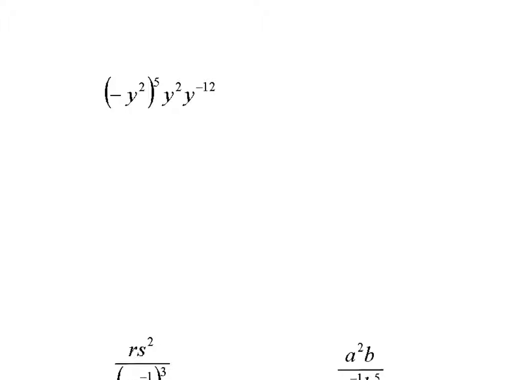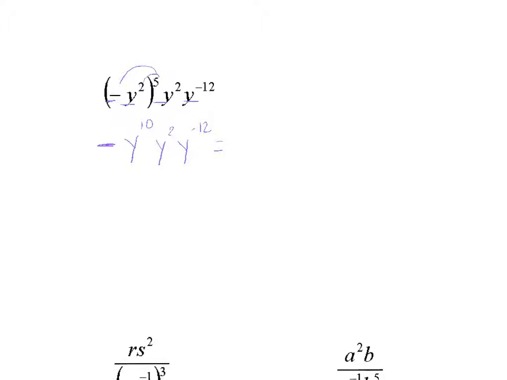All right, this looks a little bit crazy. So I have a bunch of same bases. But I also have a negative here. So when I have that 5, I'm actually going to look at it as distributing that 5 to the negative. So when you have negative to the 5th, that gives you an odd number of negatives, so it's still going to be negative. So I'm just going to put a negative out front. And then I have y to the 2nd to the 5th, so I multiply those, that's y to the 10th. I still have y to the 2nd and y to the negative 12th.